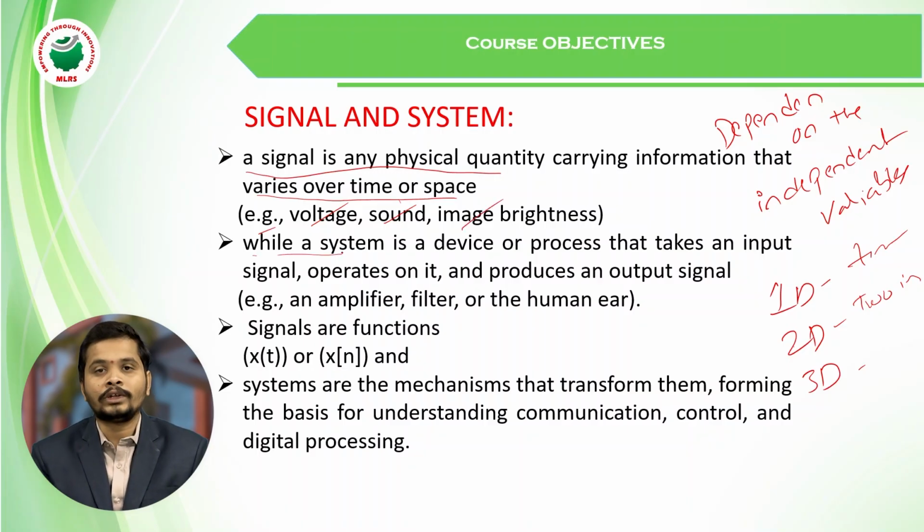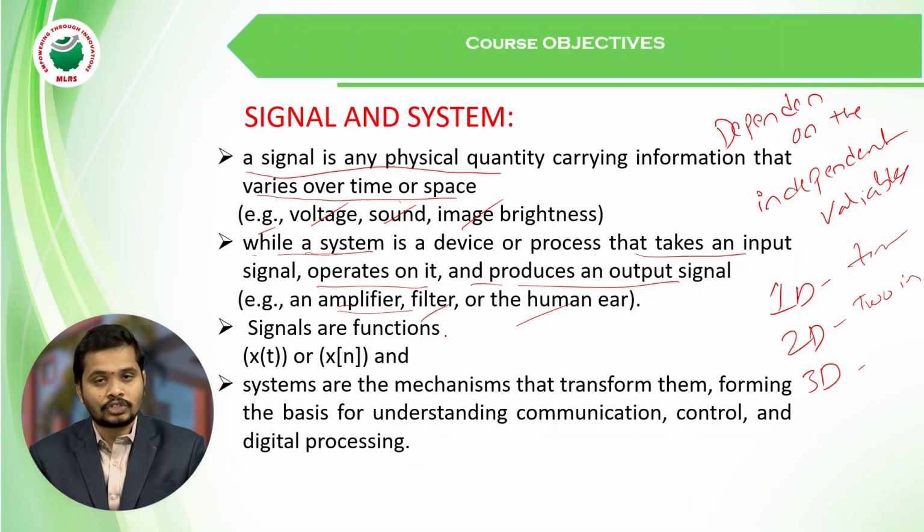Coming to the system, what is a system? Whatever signal I produce, if I want to transmit it from one place to another, I have to process that signal and send it to the output, meaning to the destination, from the transmitter side to the receiver side. At that time we need a system, a device or process that takes an input signal, operates on it, and then produces the output signal. That is the purpose of a system. We have different types of systems: amplifiers, filters, and the human ear. The human ear is also a type of filter, because I can listen and transmit things to the brain, and then I can understand them.